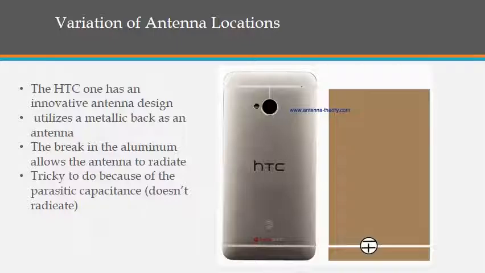The antenna in the HTC One, the HTC One M7, has a really innovative antenna design. It utilizes a metallic back as an antenna. As you can see, the break in the antenna, which is the non-metallic part on the back, allows the antenna to radiate the signal. This is tricky to do because of the parasitic capacitance of the whole aluminum back. However, HTC managed to do this, which makes it a great antenna design.